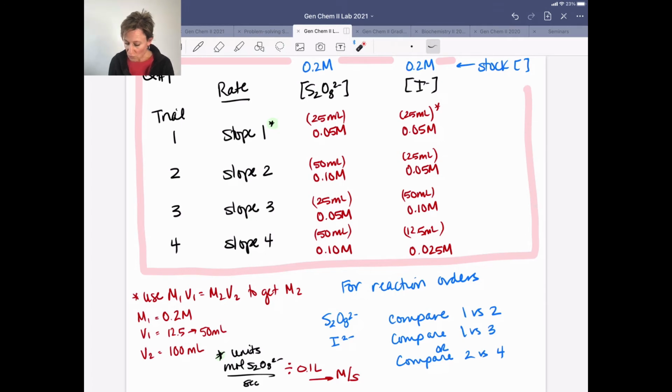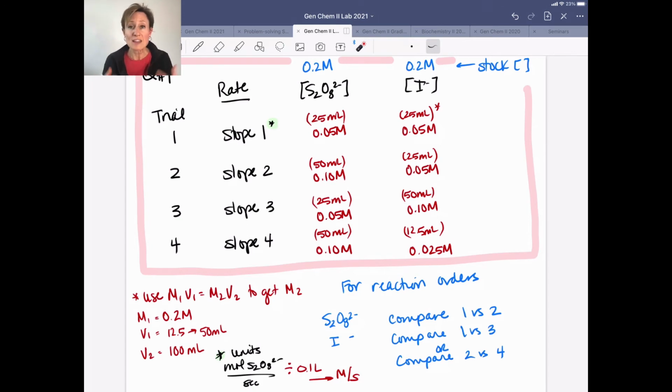Now, for I-, for that guy, I can compare 1 and 3, or I could compare 2 and 4. So let's take a look at that. Again, comparing 1 and 3, I can see that there I'm holding S2O8 constant. And then 2 and 4, I'm holding S2O8 constant, but I'm allowing the concentration of I- to change.